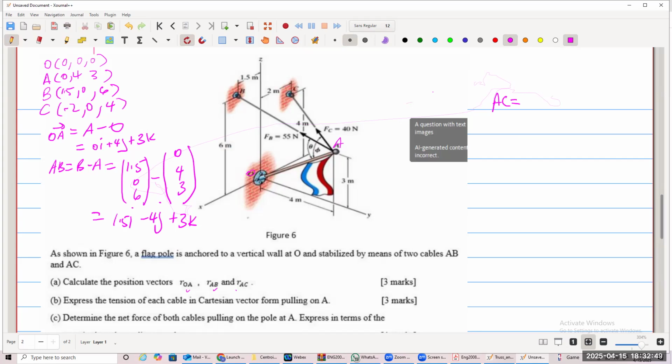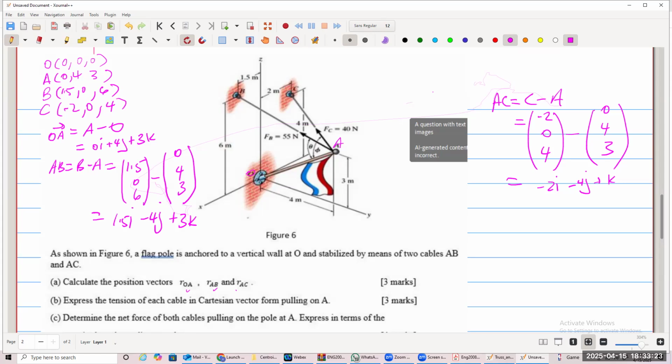equals to C minus A again. So your C and your A. So C is minus 2, 0, 4, and A is 0, 4, 3. So this gives you minus 2I minus 4J plus K. Right. So that gives you your position vector.